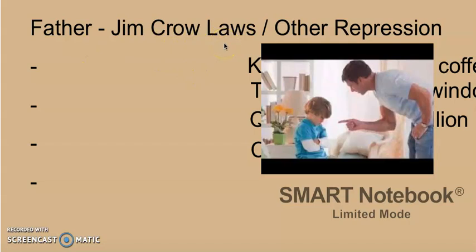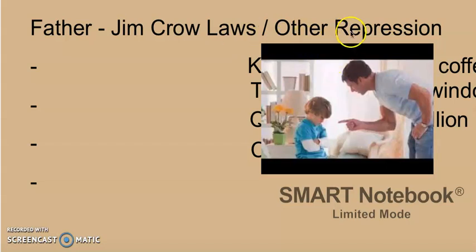Now, you may remember the Jim Crow laws were passed years after the Civil War in an effort to not give the rights of citizenship to newly freed slaves. So this was kind of a way of southern states and southern municipalities to keep slaves down, to repress slaves.